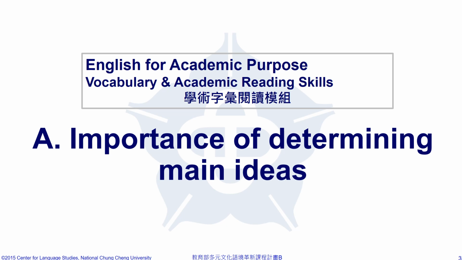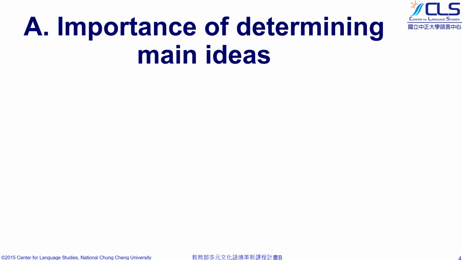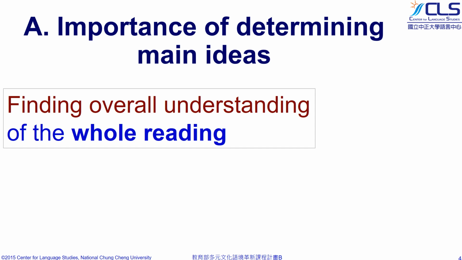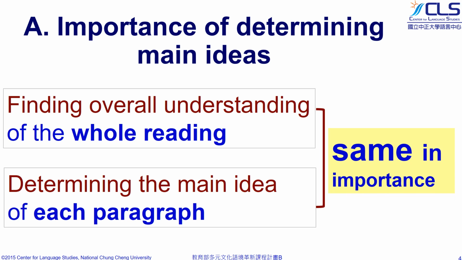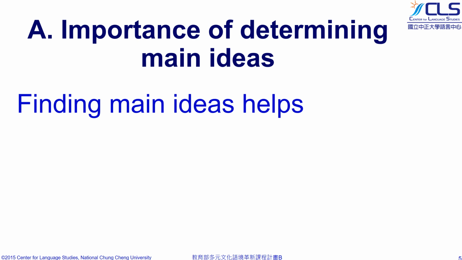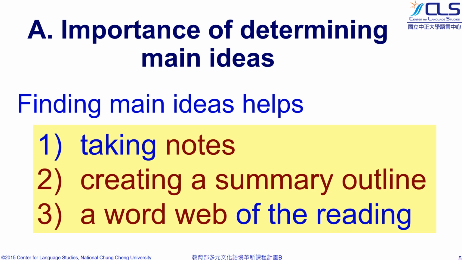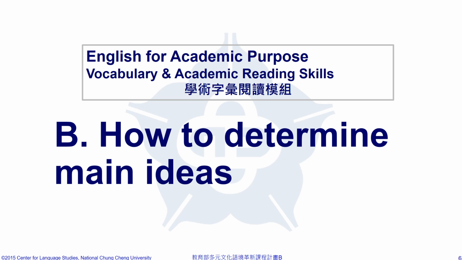Let's start with the importance of determining main ideas. Determining the main idea in each paragraph is as important as finding the overall understanding of the whole reading text. By finding the main idea of each paragraph, we can take notes, create a summary outline, and a word web of the reading easily. How to determine the main idea?